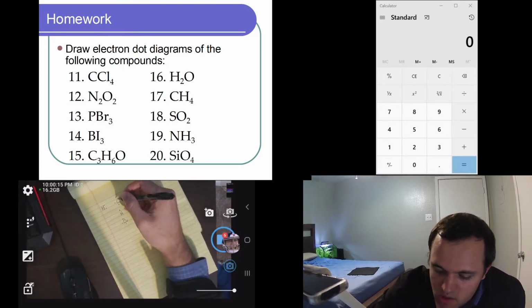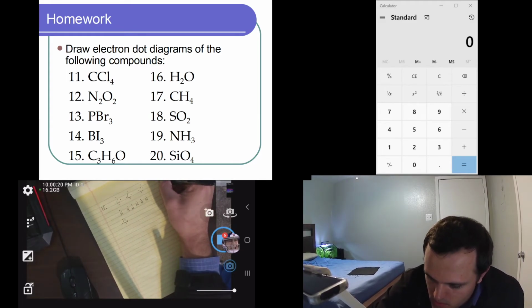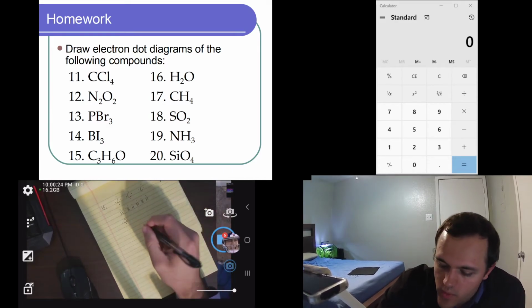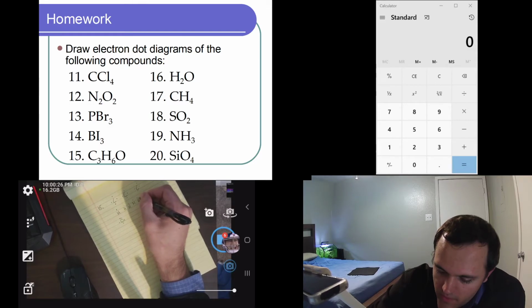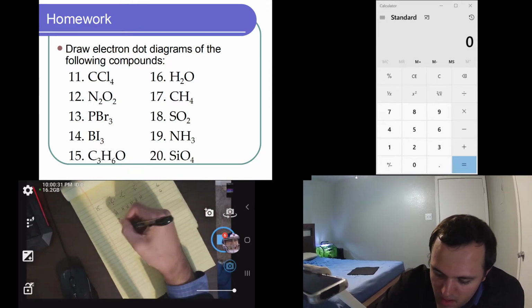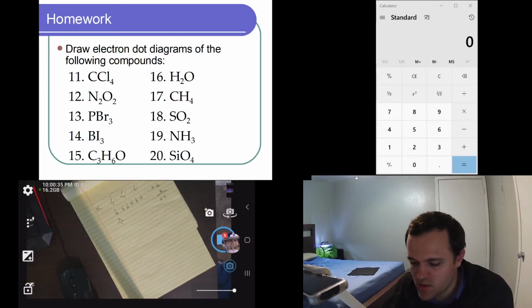So here, if each carbon has 4, we've got 4, 8, 12. Right? We've got 1, 2, 3, 4, 5, 6 from the hydrogens, and then 6 from the oxygen. So overall we have 24 valence electrons.